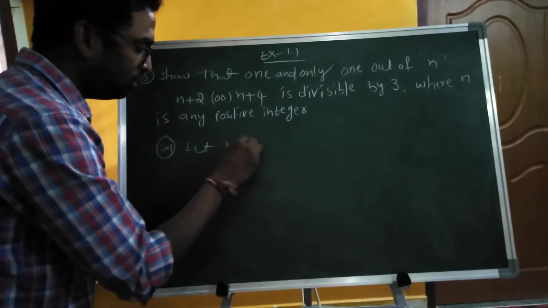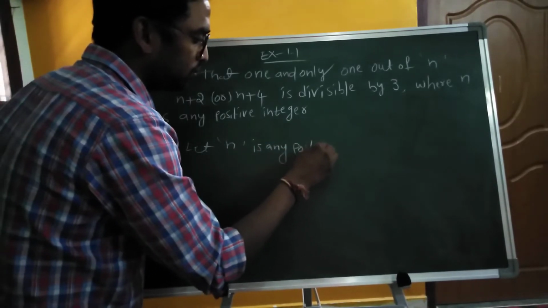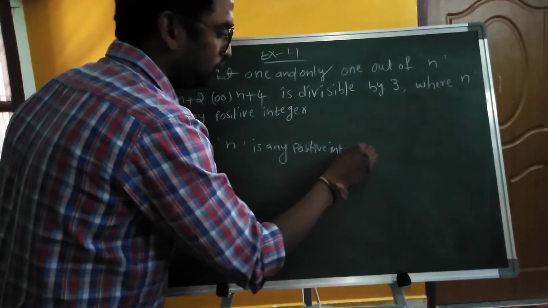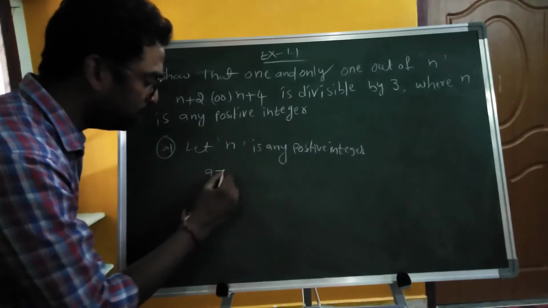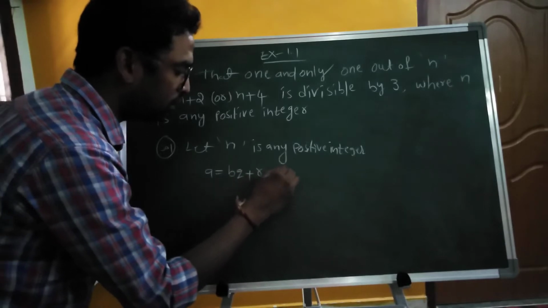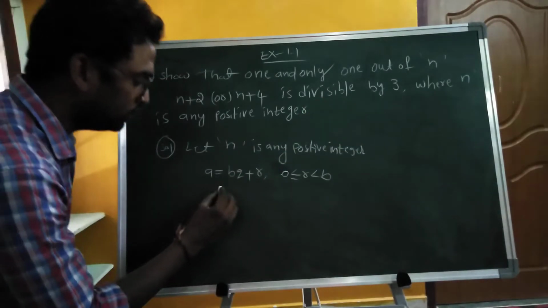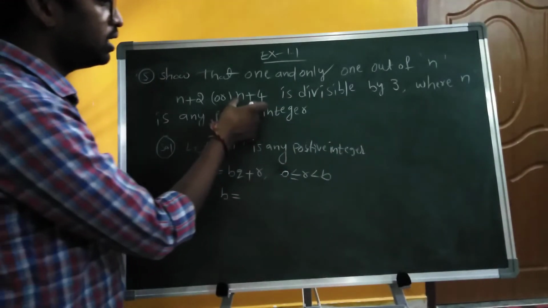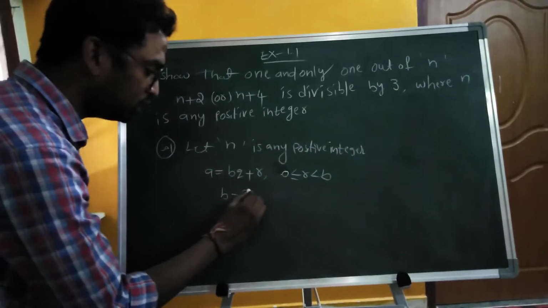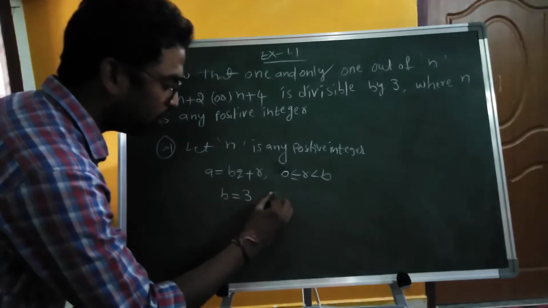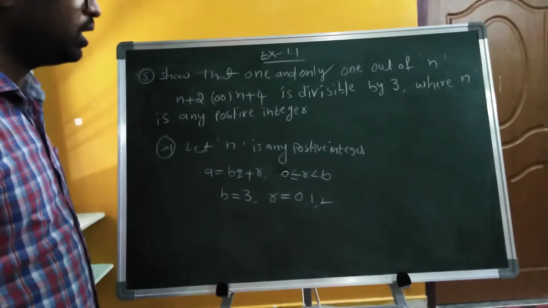Let n be any positive integer. That means, you know very well, according to Euclid's division lemma, a is equal to bq plus r, where 0 less than or equal to r less than b, okay. In this, take b is equal to 3, because here it is divisible by 3, that means the divisor is 3, b is equal to 3. Next r is equal to, you know very well, 0, 1, 2, okay.